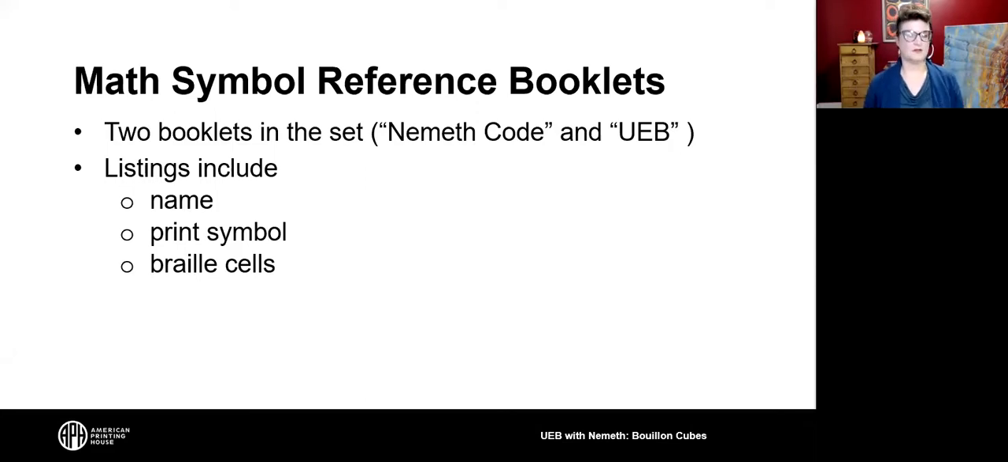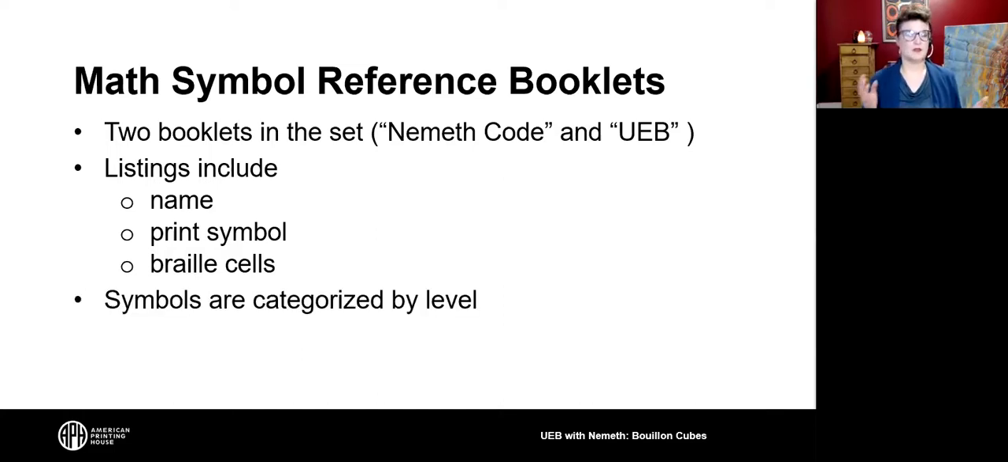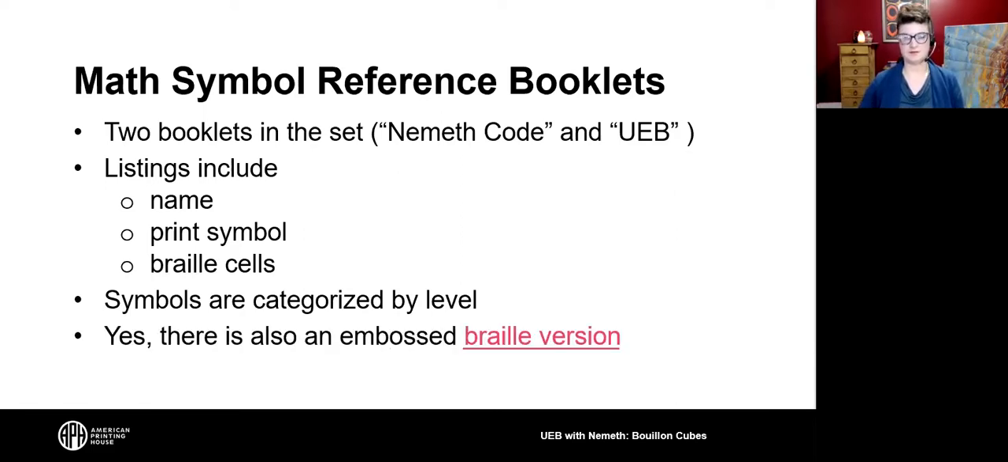Each listing in the reference booklets includes the name of the symbol, the print sign or symbol, the actual print picture, and Braille cells of that symbol transcribed. The booklets are organized by level: a beginner, an intermediate, and an advanced level, based on the level of curriculum that these symbols most often appear in. Of course, the picture you saw earlier was just of the large print, high contrast version of the booklets. There is also an embossed pair available, and there's a link on this slide to that Braille version of the math symbol reference booklets from APH.